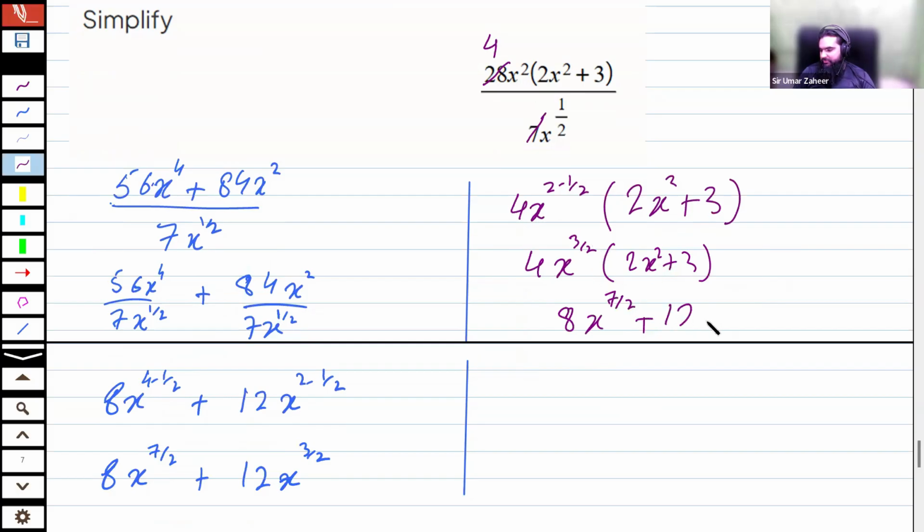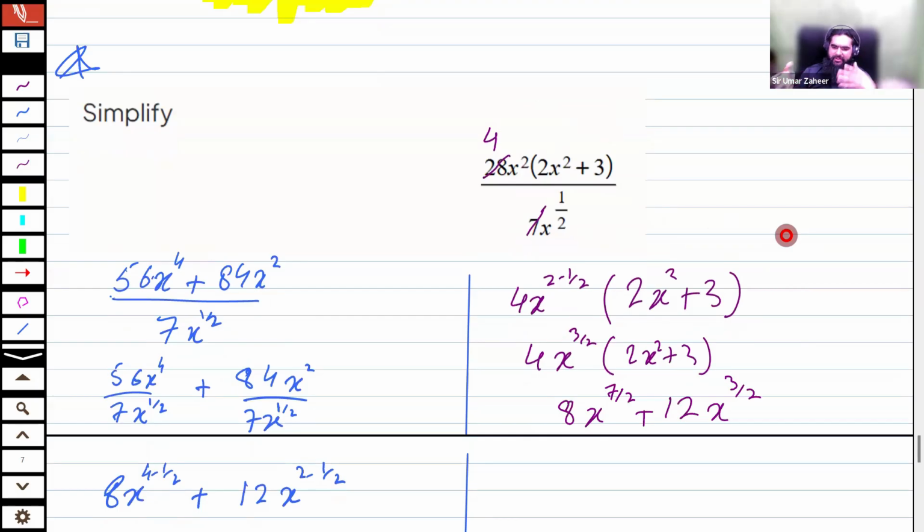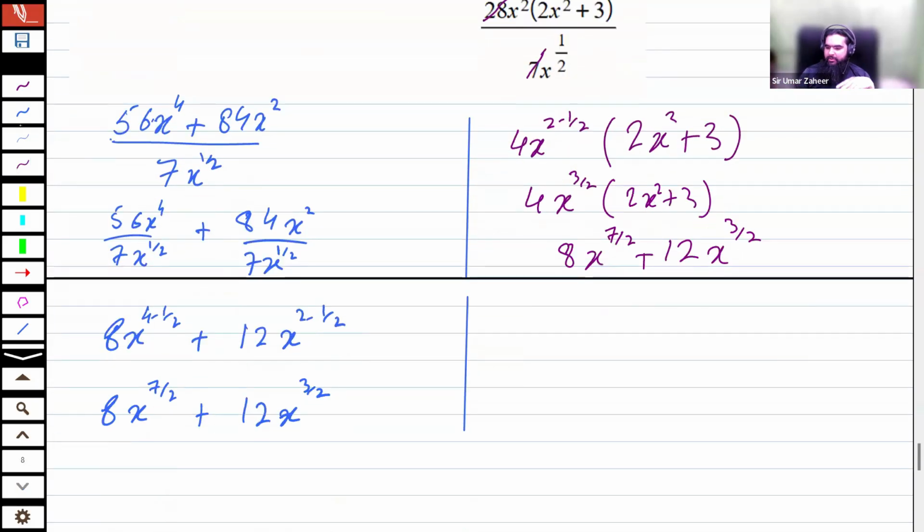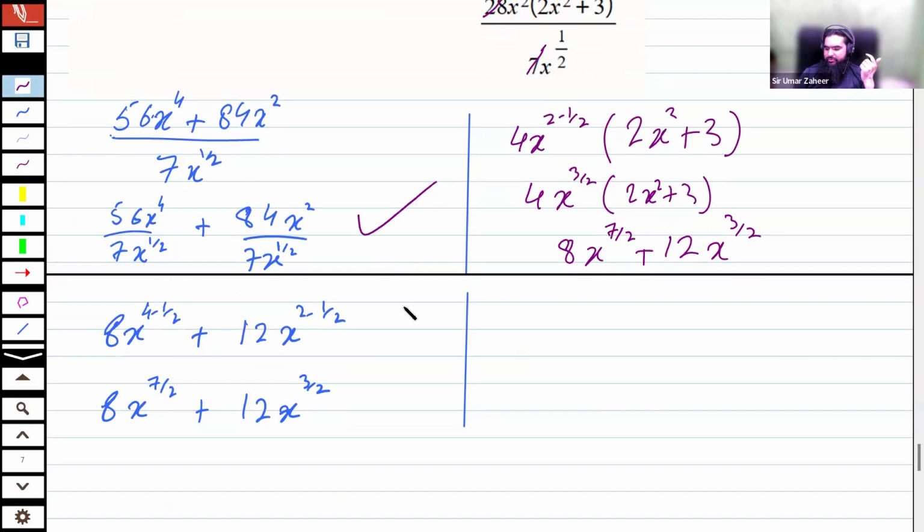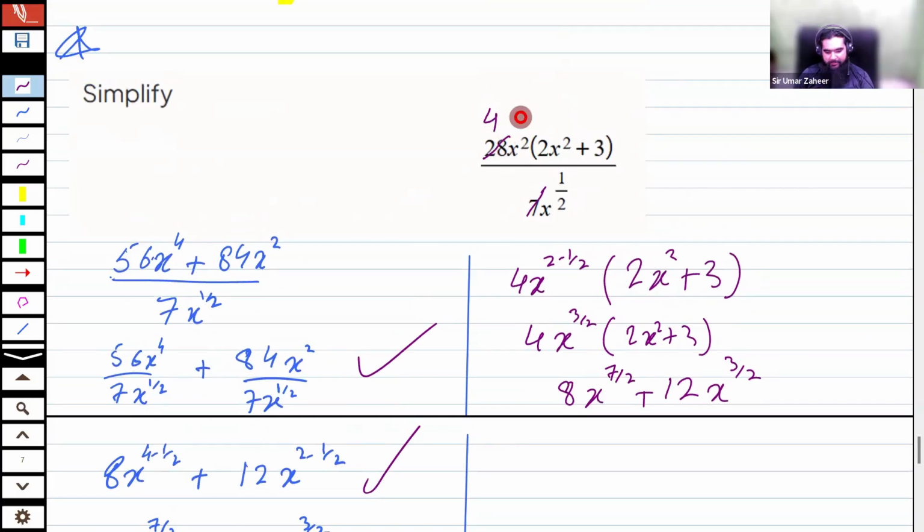And 4 times 3 is 12. It will be 3 over 2. So you can do it this way. Always remember, if every value is multiplying, you can do it this way, or if you are comfortable with the other way, you can do it that way as well. It's up to you, but make sure the whole value is multiplying.